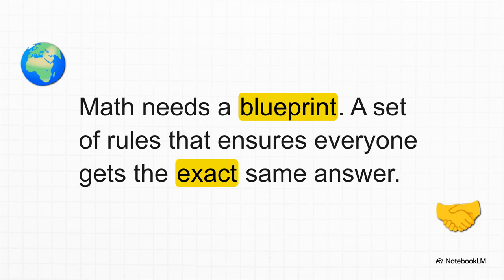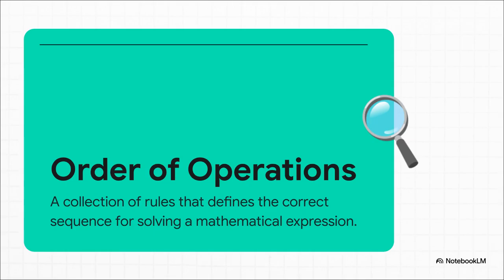So the bottom line is, math needs a single standard procedure. This isn't about opinions or what feels right. It's about having a system so consistent that a problem solved in Tokyo gets the exact same answer as one solved in Toronto, every single time. And that system, it has a name. It's called the order of operations. This is our official blueprint. It's the set of rules that tells us the exact correct sequence for solving any math problem, and it gets rid of all the guesswork.